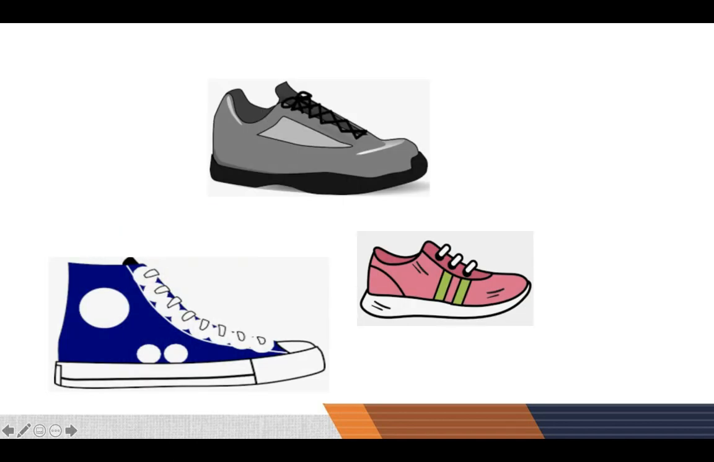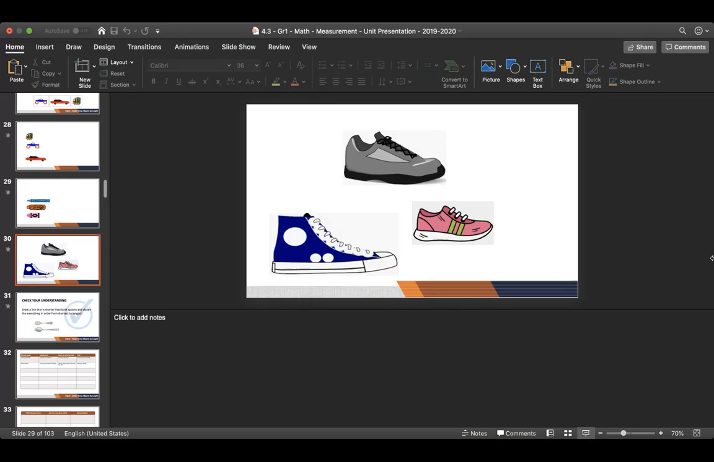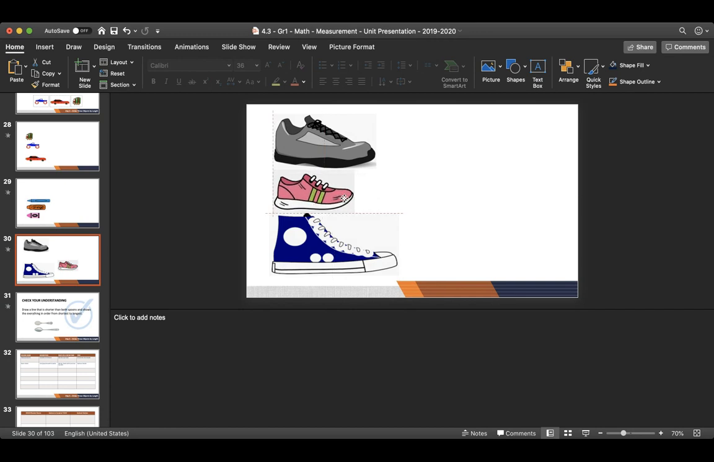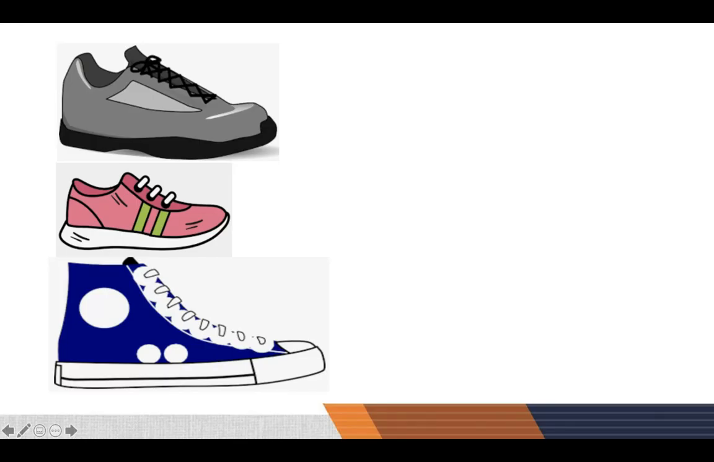Now let's compare these shoes. We have a gray shoe, a pink shoe, and a blue shoe. We want to find the longest shoe and the shortest shoe. So we can line them up so that they have the same starting point. So the heels are all at the same place. Then we're going to see where the toes end. The gray toe ends here, the pink toe ends here, and the blue toe ends here. It's very important that we have the heels of the shoes lined up so that we can see which shoe is bigger. So quite clearly we have pink, that's the smallest.